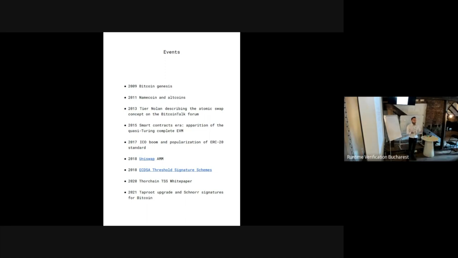This thing about exchanging currency between blockchains is the problem of interoperability. And the first idea in the space came on a forum, in a post on Bitcoin Talk, from Pierre Nolan, which described a type of interoperability called the atomic swap. And we're going to see in the next slide what that is.